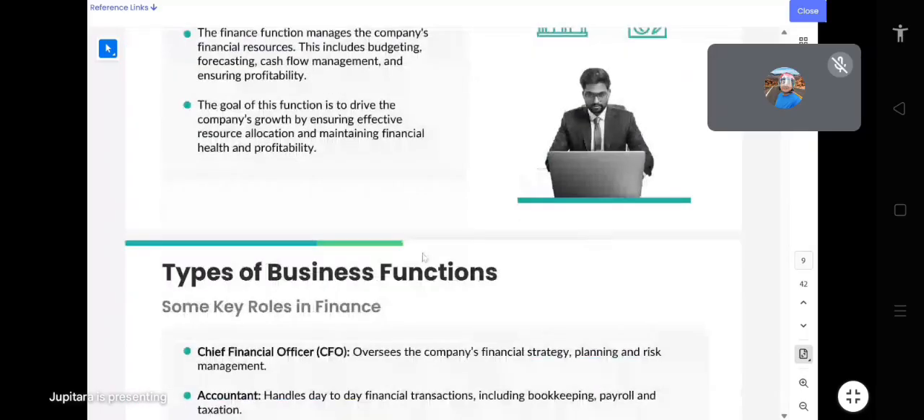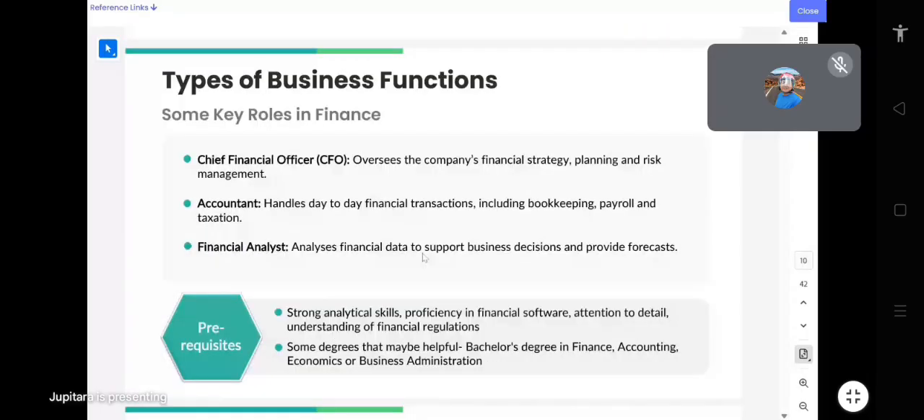Now, the roles which you can get in the finance sector in an organization are CFO, accountant, financial analyst. So these are some of the key roles in finance. You need at least basic strong analytical skills, proficiency in financial software like Tally, attention to detail, understanding financial regulations. The regulations are determined by SEBI if you are related to the stock exchange.